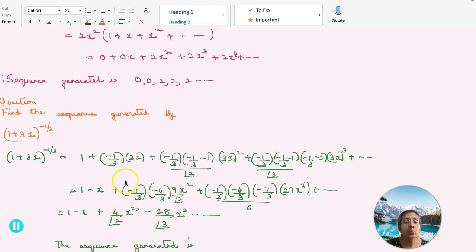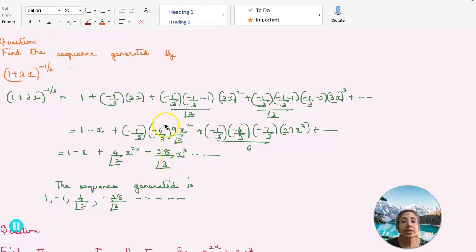So when you simplify, you get 1 - x + this becomes (-1/3)(-4/3), what will be (3x) the whole squared, 9x squared by 2 factorial, plus (-1/3)(-4/3)(-7/3) into 27x cubed by 6, because 3 factorial is 6. So simplifying, you get 1 - x + 4 by 2 factorial x squared - 28 by 3 factorial x cubed and so on. So the sequence generated will be 1, -1, 4 by 2 factorial, -28 by 3 factorial and so on. You can also write the numbers as they are instead of writing them in this form.